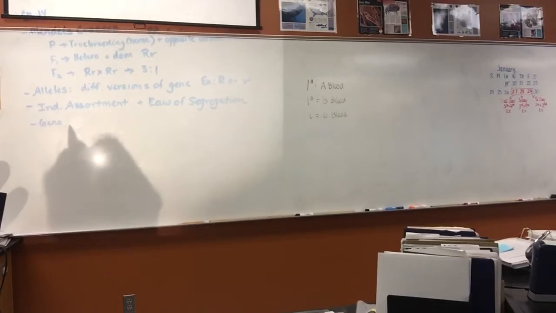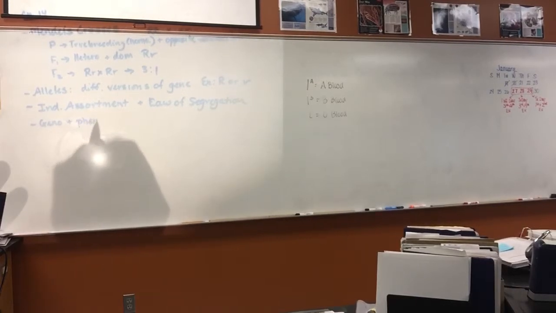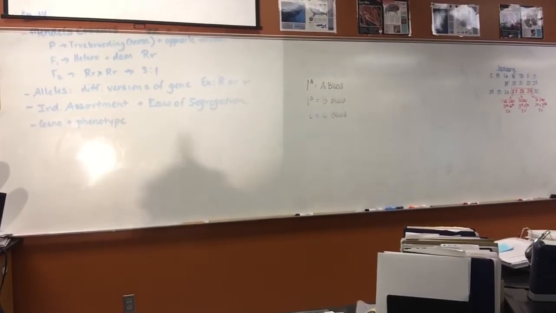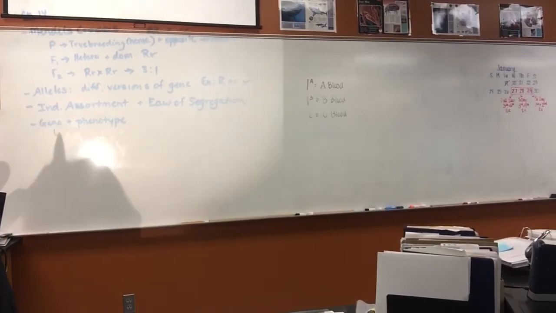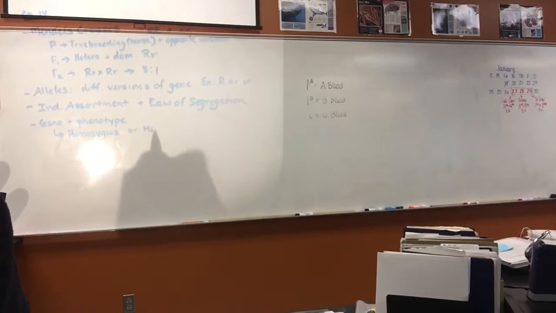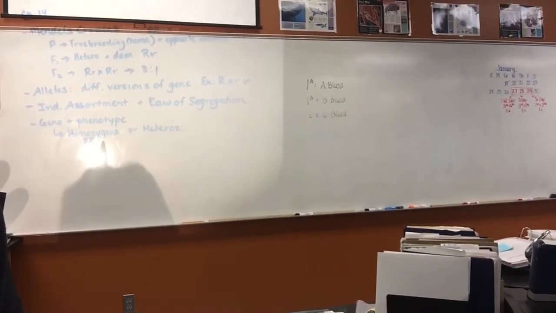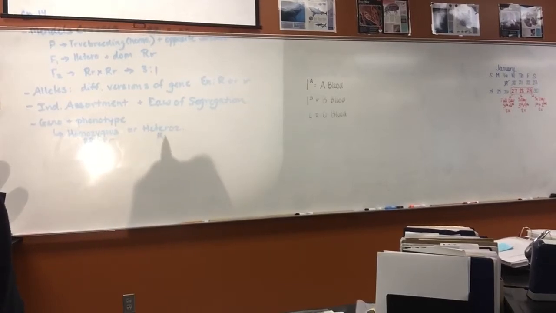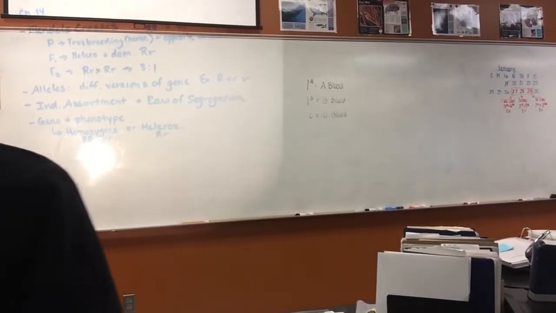Some terminology, genotype and phenotype. Hopefully we know that. Genotype is the gene combination. Phenotype is the physical appearance. With genotype, the genotype can be described as homozygous or heterozygous. And so knowing that, so that could be big R, big R or little r, little r. Heterozygous is big R, little r.